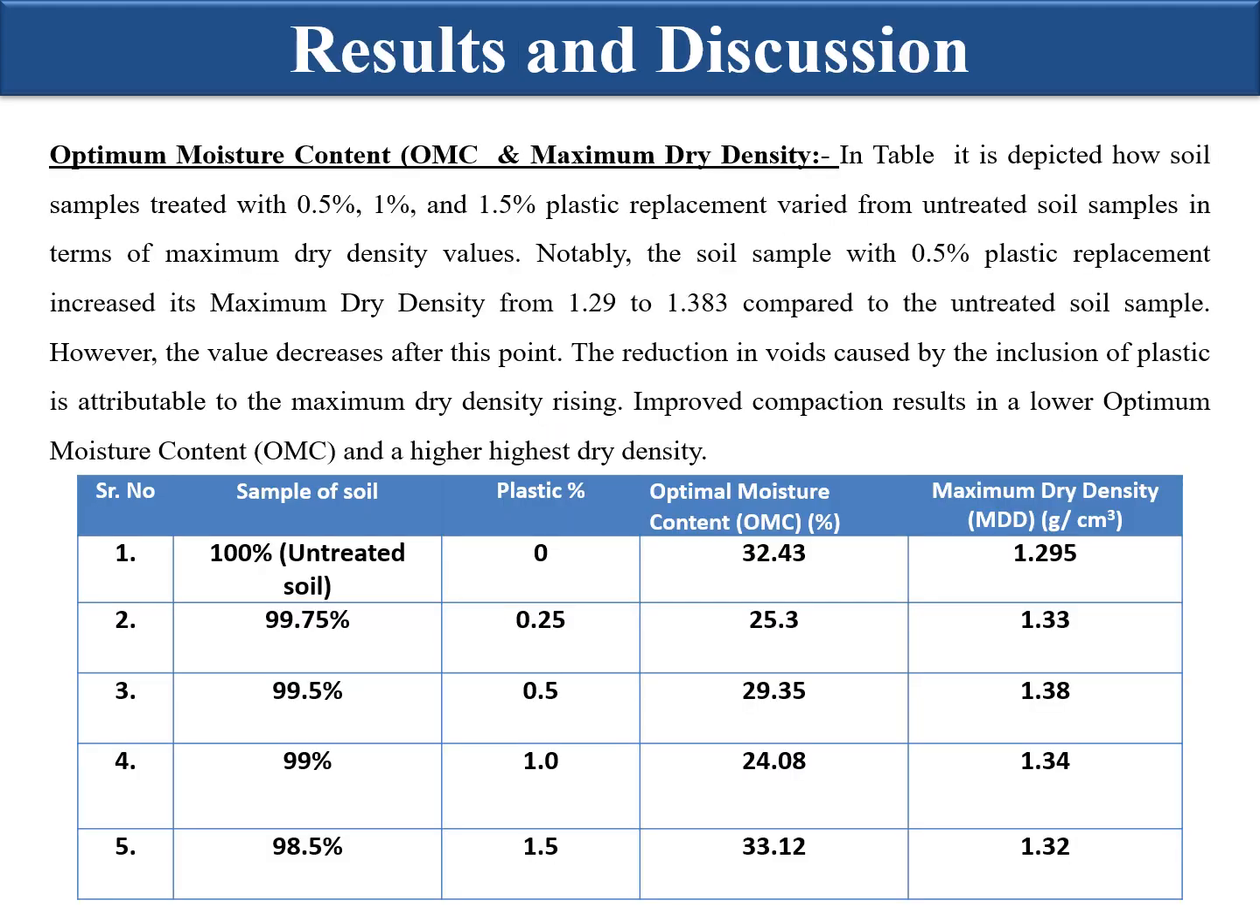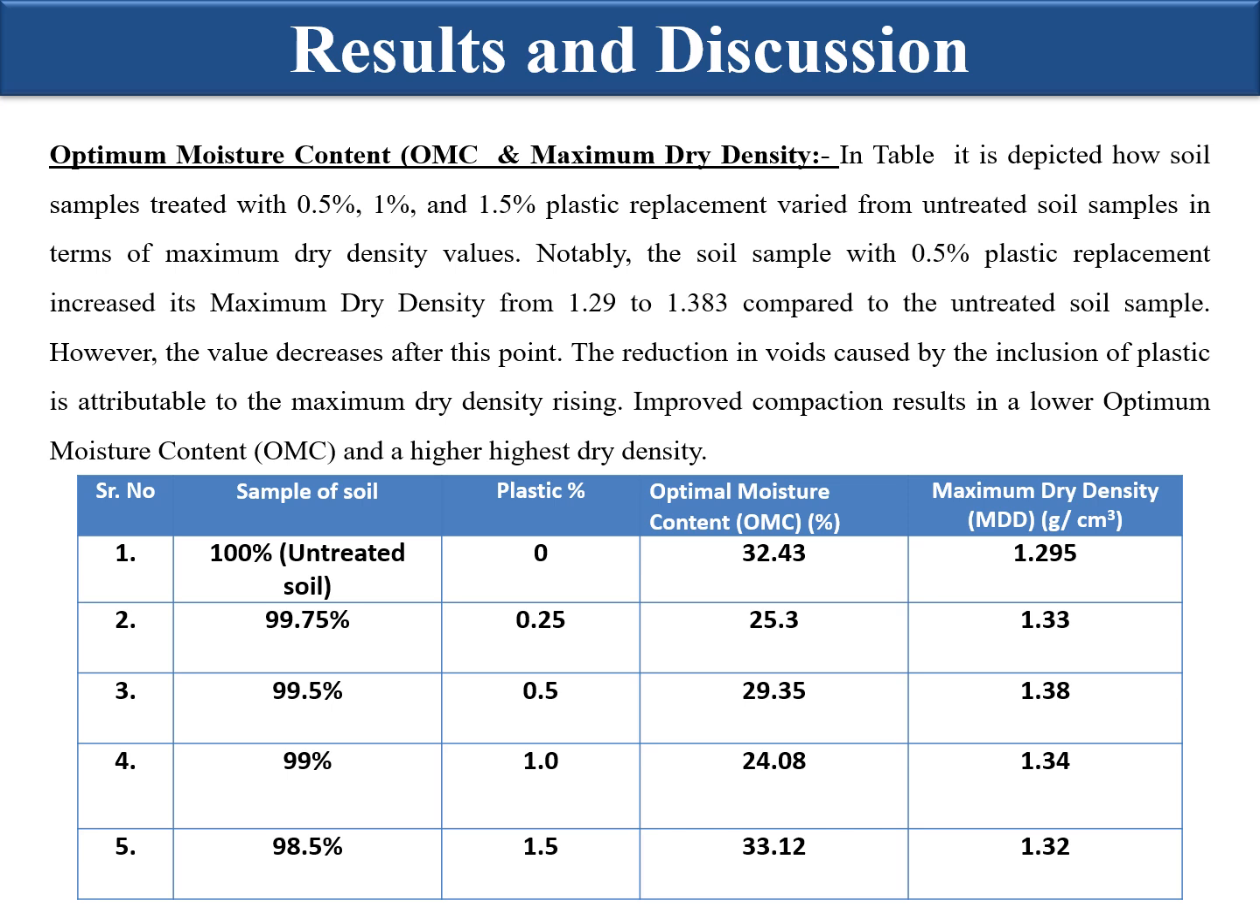Results and discussion. As I have told you earlier, optimum moisture content is a moisture content at which the soil attains the maximum dry density. In the table, it is depicted how soil samples treated with 0.5%, 1%, 1.5% plastic replacement varied from untreated soil samples in terms of maximum dry density values. Notably, the soil samples with 0.5% plastic replacement increased its maximum dry density from 1.29 to 1.383 compared to the untreated soil samples. However, the value decreases after this point.